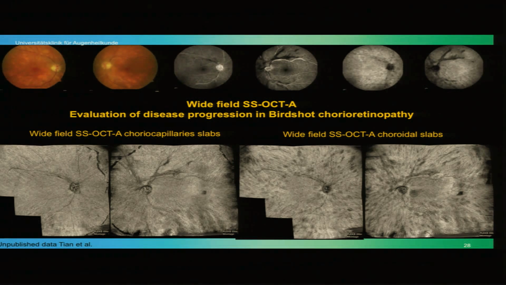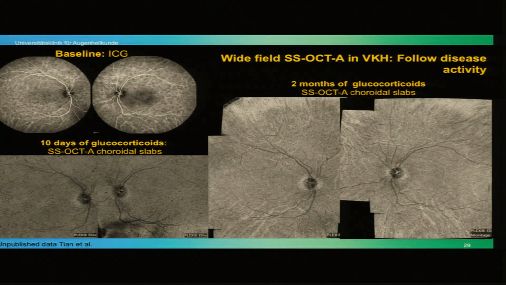It's also very intriguing for the evaluation of uveitis patients, for example, in birdshot. You can follow the disease progression. This was a patient just recently diagnosed with birdshot. You see the choroidal lesions here, but you see that the choriocapillaris is still not involved, and so you can follow the patient. You can also follow treatment response, for example, in VKH. You see all these granulomatous lesions blocking here. 10 days after glucocorticoid treatment and 2 months of glucocorticoid treatment, the lesions are completely gone.